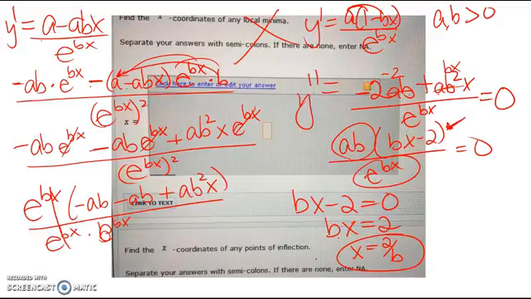So x equals 2 over b is the x coordinate of our point of inflection. There's a lot to go through. We had to find some complicated derivatives, but we were able to do it. We had to use some thought too.